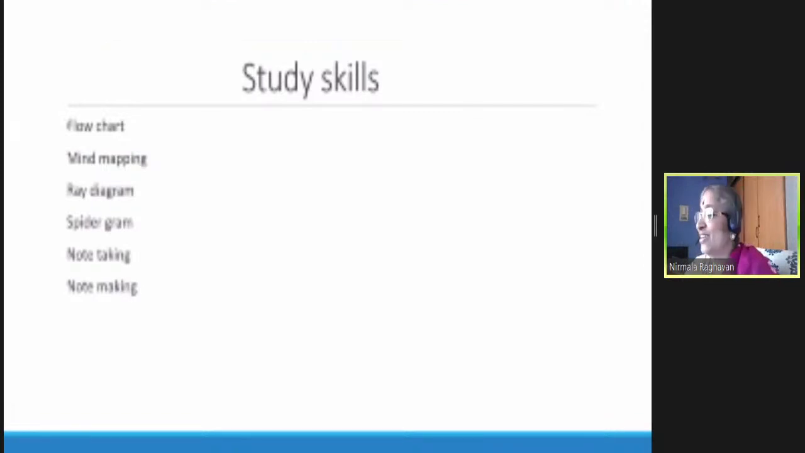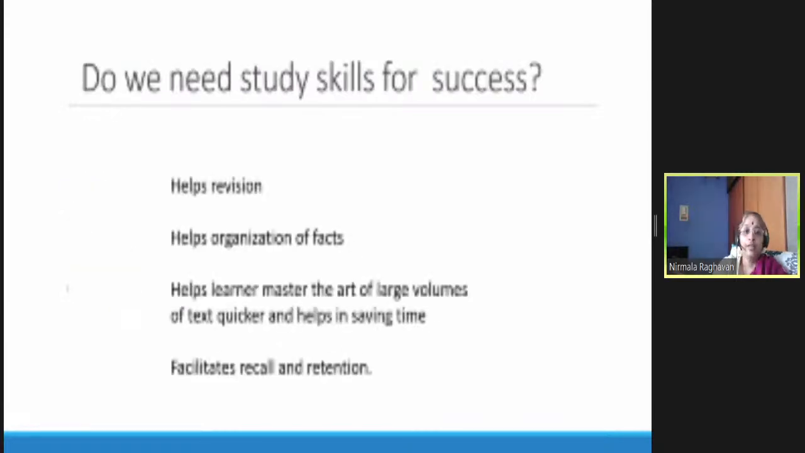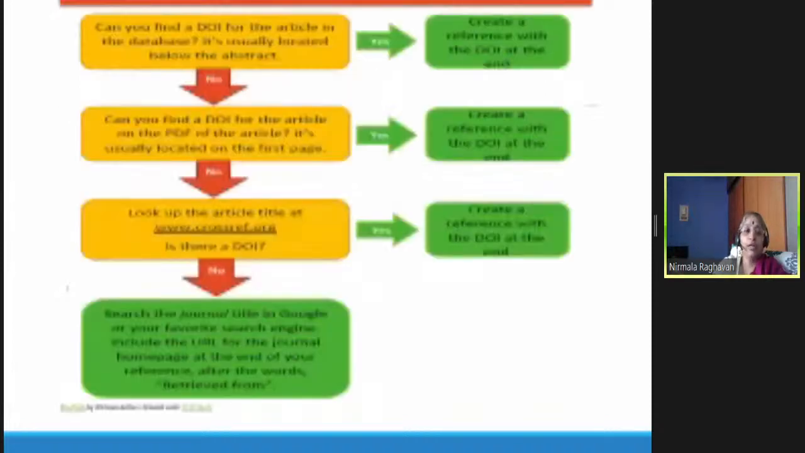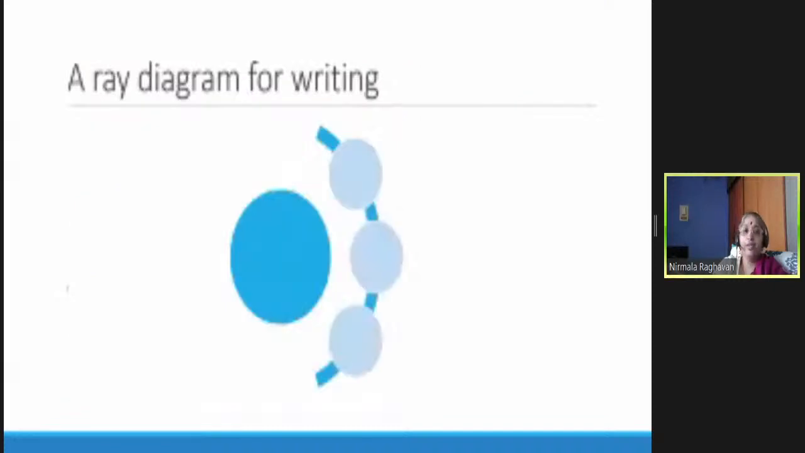Yes, Shreya. The Chinese economy has increased in 8. Now the study skills, these are for helping you to study well. You can't memorize large volumes of textbooks, and therefore you can design notes in your rough notebook so that you are able to read and remember well. So do we need this? Yeah, this helps during times of revision. And if you're an expert in note making and note taking, you will be able to retain all that you learn. So this is a flow chart.